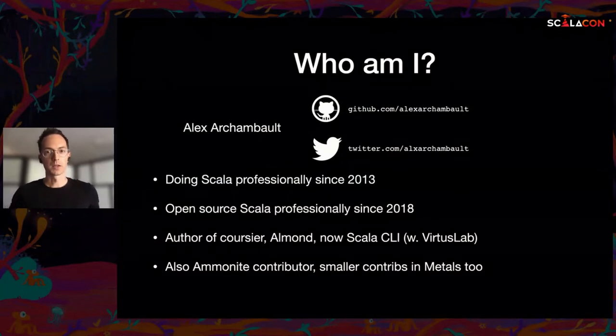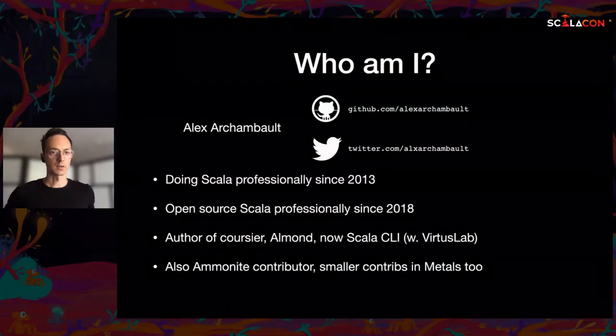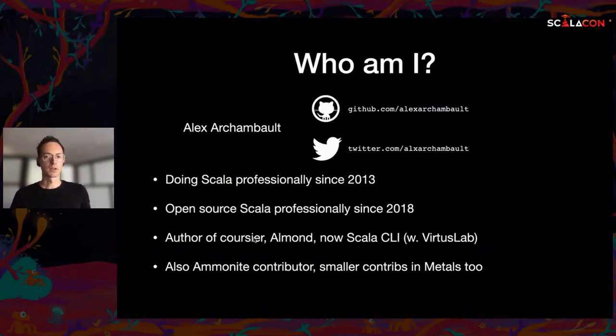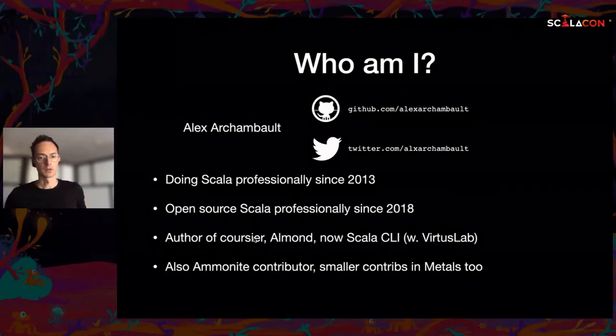If you don't know me, my name is Alex Archambault, or Alexandre Archambault. I'm on GitHub and Twitter with slightly different handles. I've been doing Scala since 2013 and involved in open source Scala since 2014. In 2015, I started a project called Coursier, which became the main dependency manager of the Scala tooling. It's used by SBT, by Mill, by Ammonite, and now by Scala CLI. It's also used beyond Scala by Bazel people. The default way to manage Java libraries from Bazel is backed by Coursier.